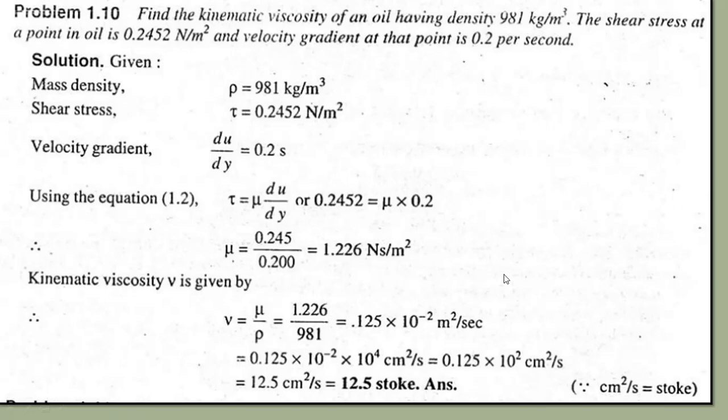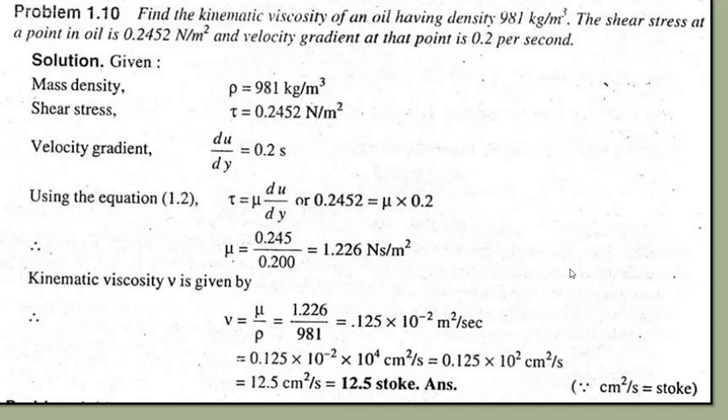So that is 0.125 into 10 raised to minus 2 meter square per second. So it is equal to 0.125 into 10 raised to minus 2 into 10 raised to 4 centimeter square per second, which is equal to 12.5 centimeter square per second. So it is 12.5 Stokes.